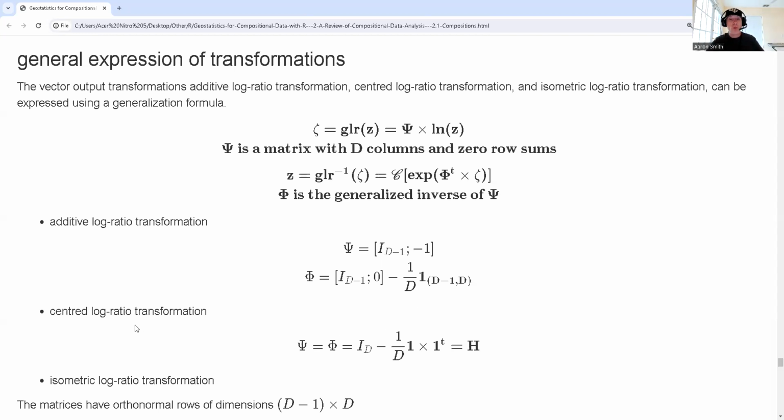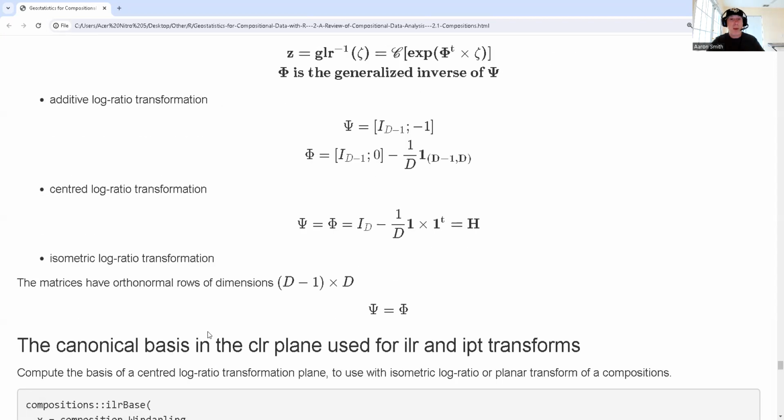Now, for the centered log ratio transformation, something that's neat is that the matrix and its inverse are the same. And so it's going to be identity minus the all ones matrix times 1 over d. And for the isometric log transform, now here it's a little bit more flexible depending on which version we're actually invoking. We're going to have d minus 1 by d, and we're going to have psi equals phi. So the transformation matrix is going to equal its inverse.